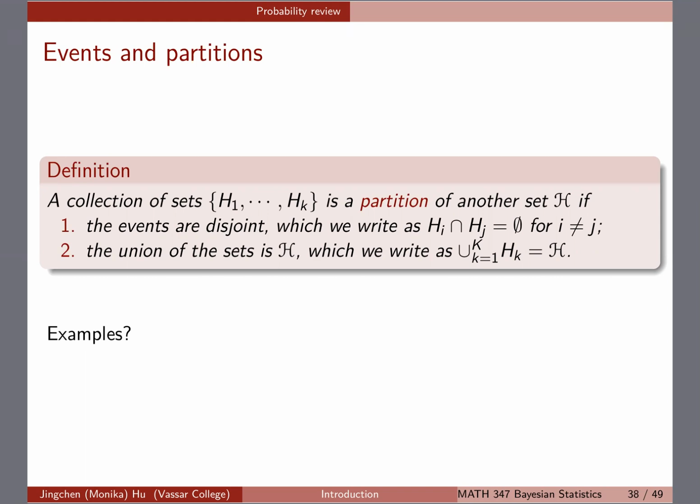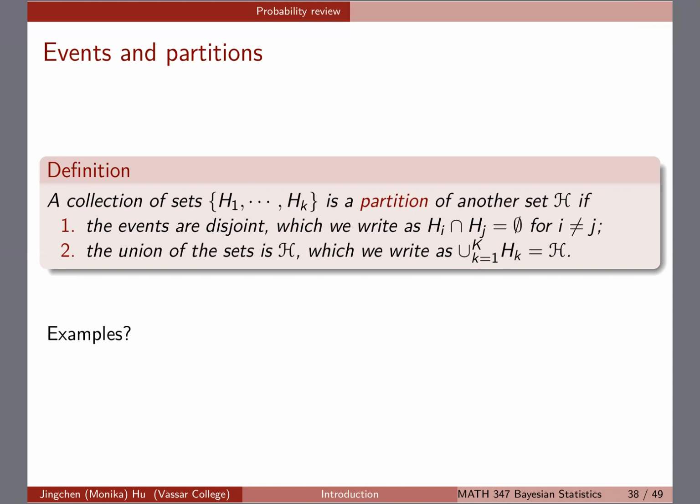Good. Someone was trying to speak up. I was going to say even and odd numbers. Yes, even and odd numbers are another great example of partitions. So at the end of the day, make sure that they're disjoint in the first place, and then that the union is the entire sample space, and then you have a partition.